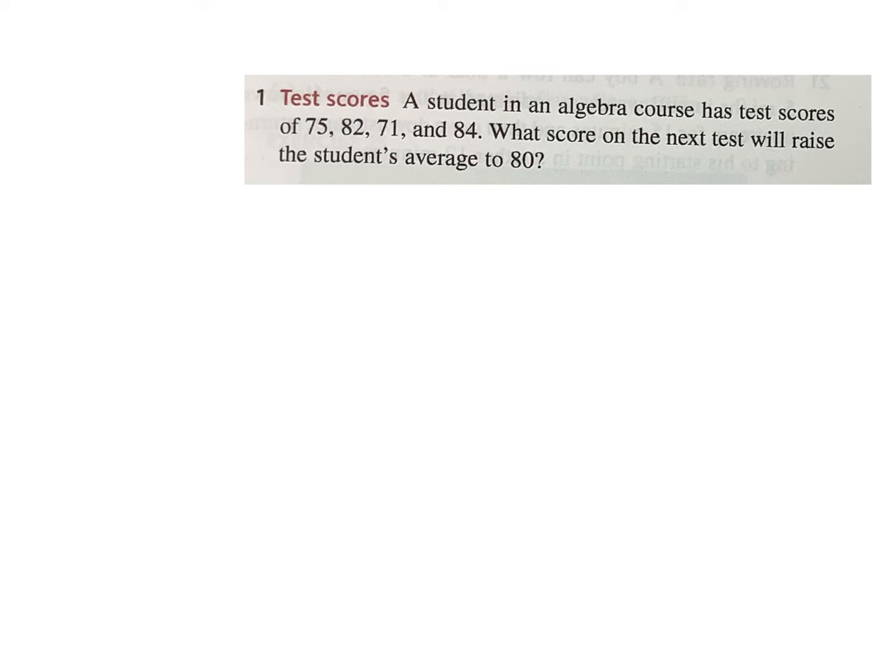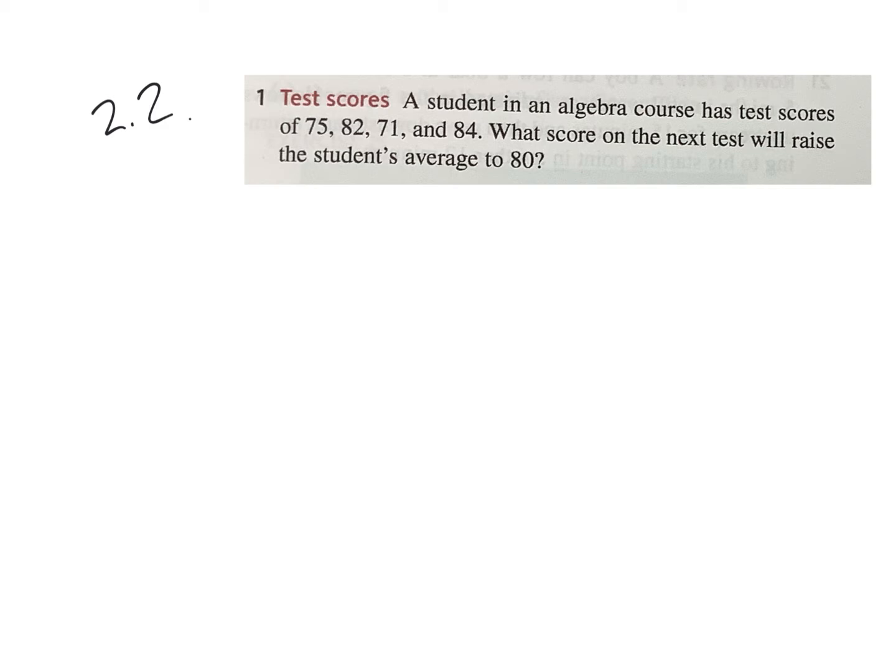Okay, this is 2.2, test scores. A student in an algebra course has test scores of 75, 82, 71, and 84. What score on the next test will raise the student's average to 80? So first of all, how do you do average? You have to add everything together and divide by how many you have.